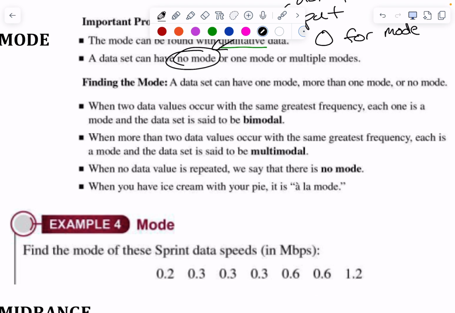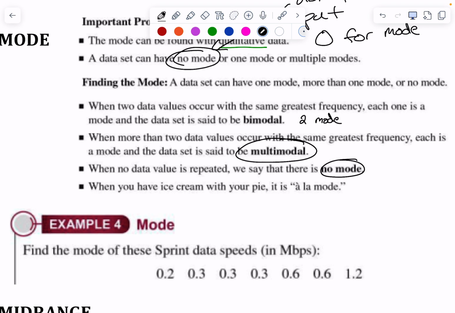You can have something be bimodal, which means it has 2 modes. So if it has 2 numbers that repeat 3 times, then it's bimodal. What happens if one number repeats 3 times and one number repeats 2 times? Are they both modes? No, it's just the one that occurs the most. You can have something that is multimodal, like 7 modes if they all appear 3 times, right? When every data value is repeated equally, we say that there is no mode.